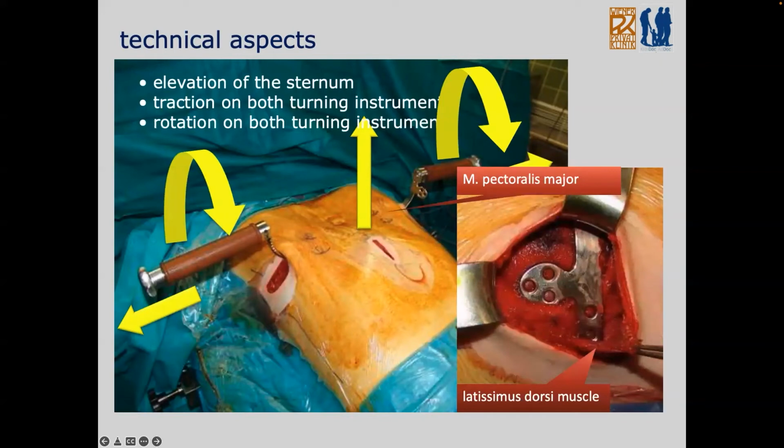And here you see, under the mobilized edge of the musculus latissimus dorsi and also in the central part of the implant bed, the steel implant is under the musculus pectoralis major. So it's the musculus latissimus dorsi and the musculus pectoralis major, which are very important and are the muscle cuff around the pectus implant.